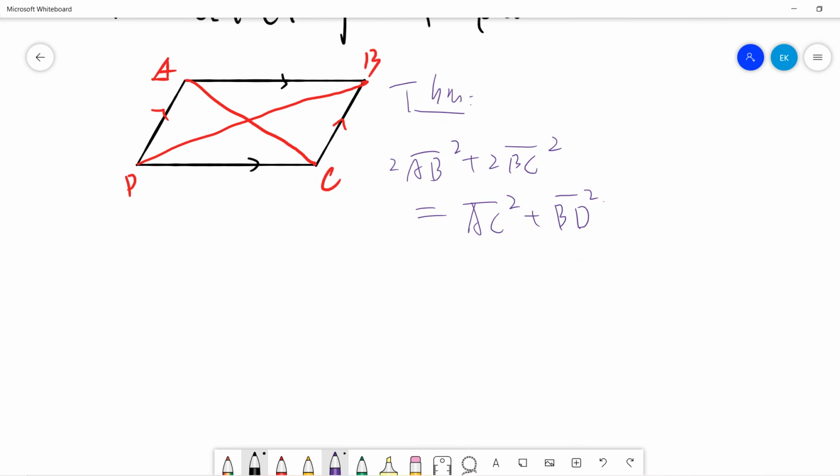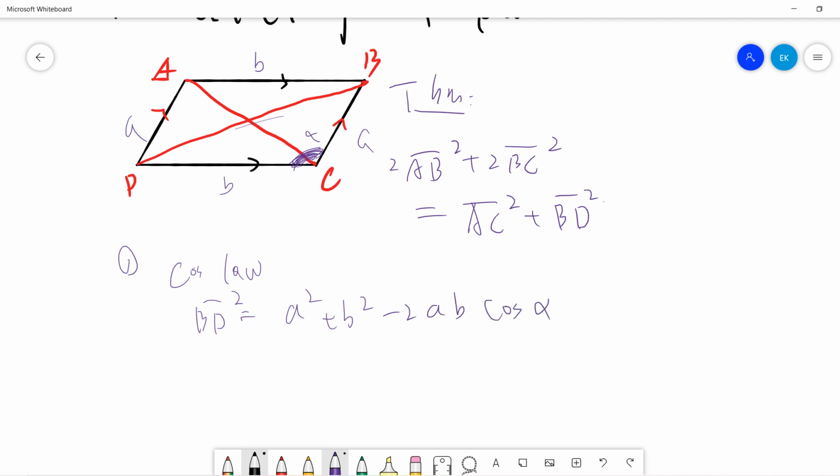The easy idea is to call this angle alpha. The first equation is from the cosine law. Everybody knows the cosine law. BD squared will be, let's give some notation, say the sides are a and b. So a squared plus b squared minus 2ab cosine alpha will be BD squared.